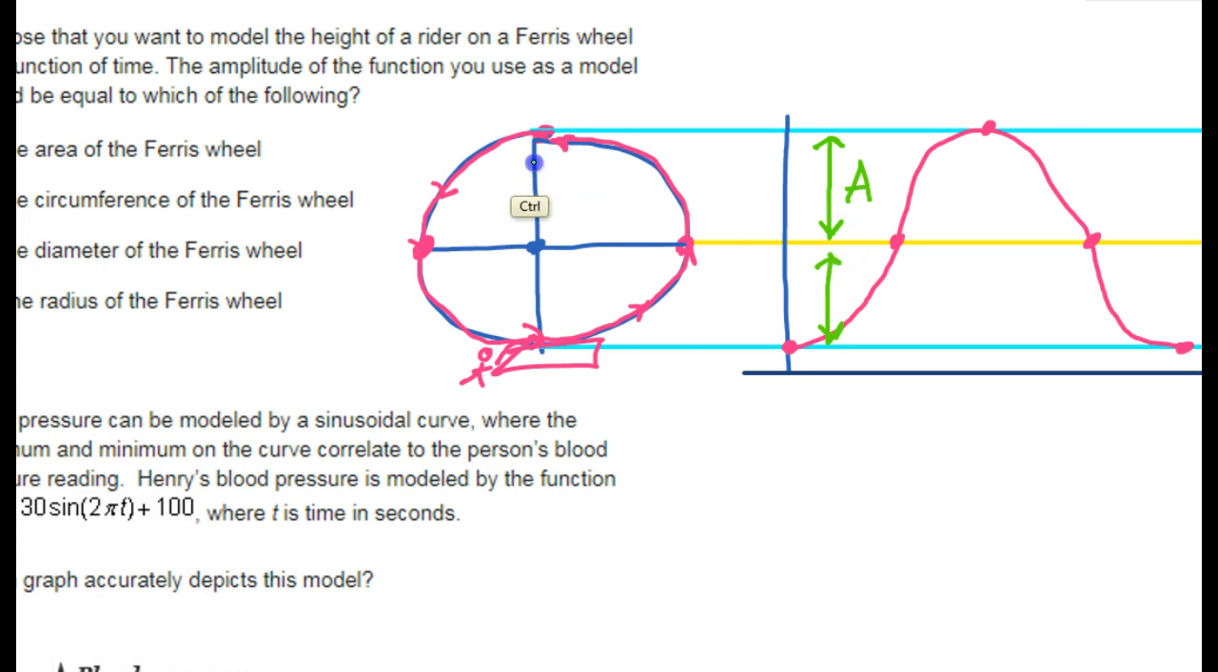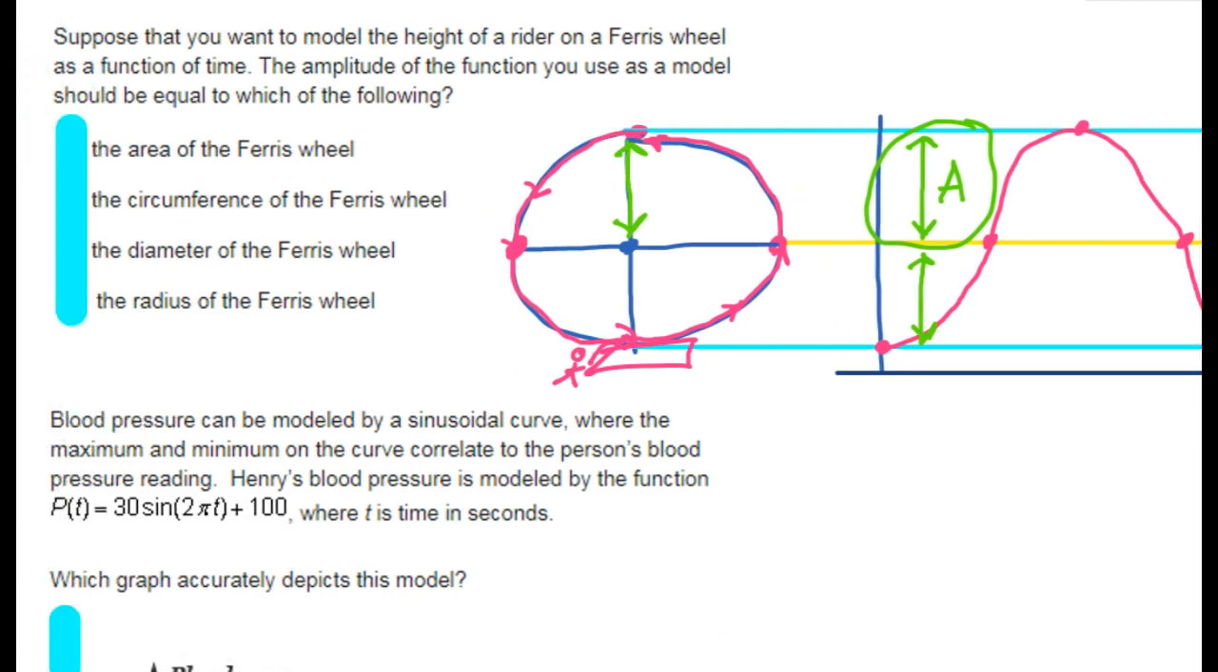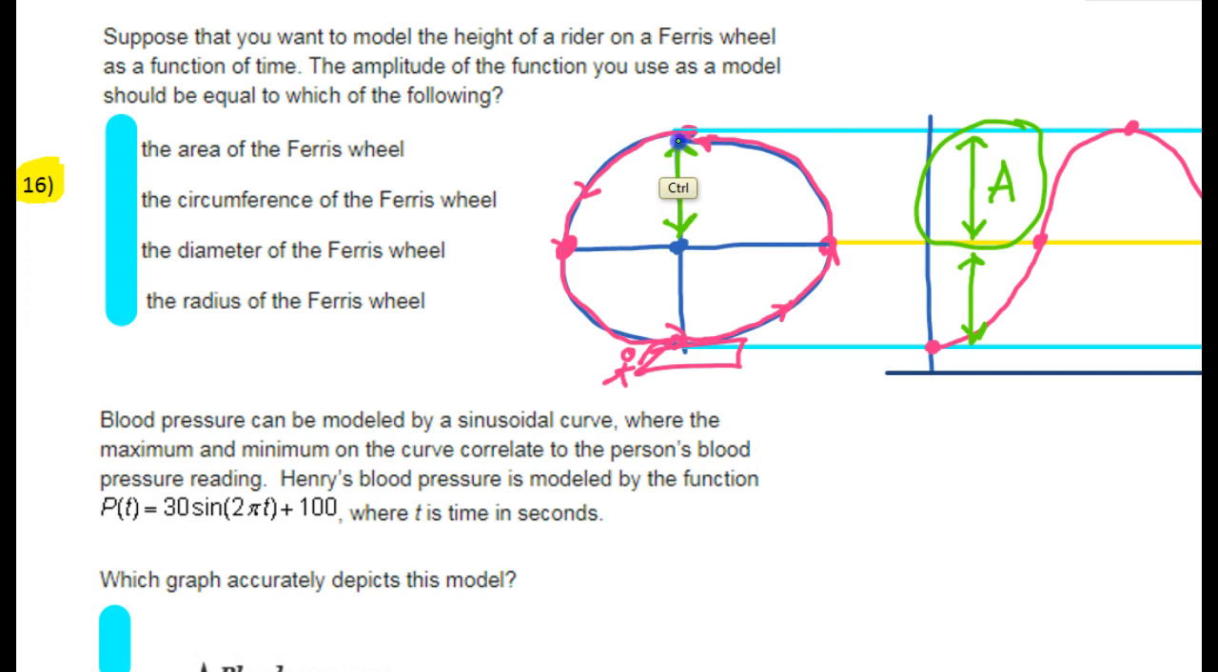So if I look over at my Ferris wheel, is this amplitude the diameter of the Ferris wheel? No, it's just this part of the Ferris wheel. It's from the middle to the top, which makes sense because amplitude is from the midline to the top, for example. So that is the radius of the wheel, not the diameter or the circumference or the area. That is the radius that we just described. So the answer should be this guy.